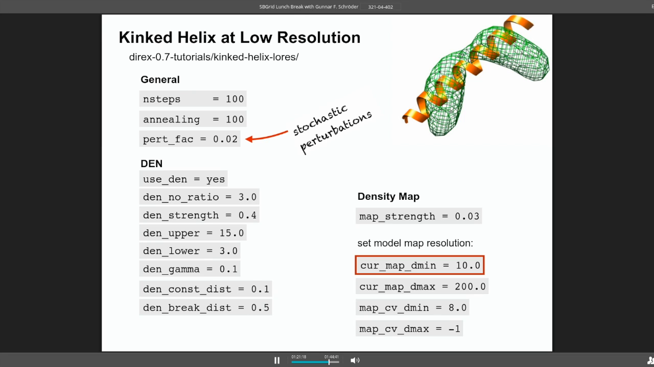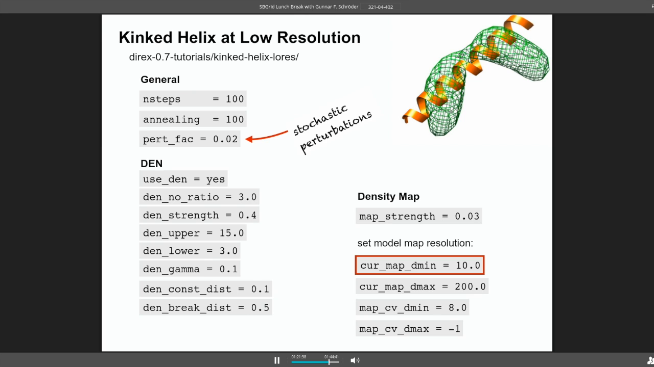And you can also completely break the restraints with the DEN break distance. If you set this to a certain value, then the restraint breaks if the change is too large. This allows for larger conformational changes.